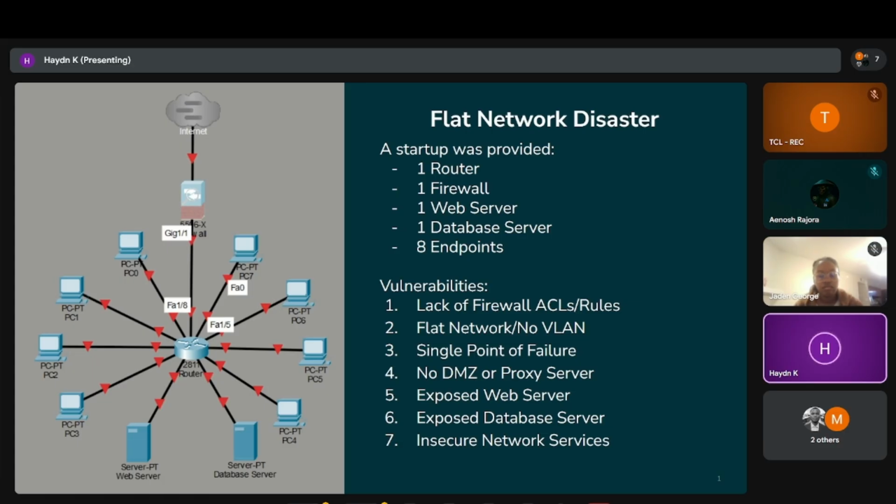So we have vulnerability number 1, which is the lack of firewall ACLs and rules. All the systems, the firewalls are default configurations and can allow for unwanted traffic. This creates the risk that attackers can access the internal systems due to lack of port and service filtering.